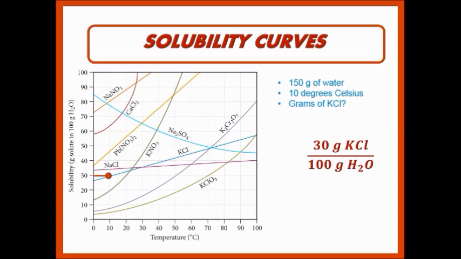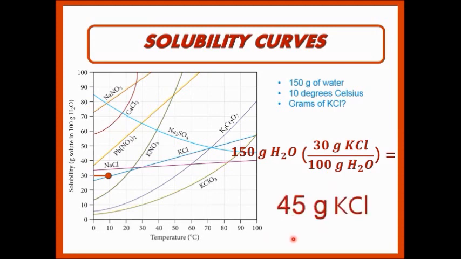of KCl. Therefore, we can see that if the mass of the solvent, in this case 150 grams of water, is multiplied by the conversion factor, the unit of grams of water will cancel and lead us to determine that 45 grams of KCl is soluble in 150 grams of water at 10 degrees Celsius.